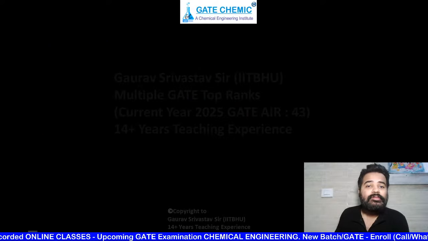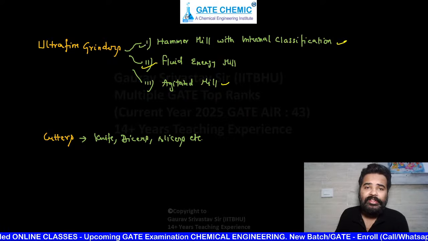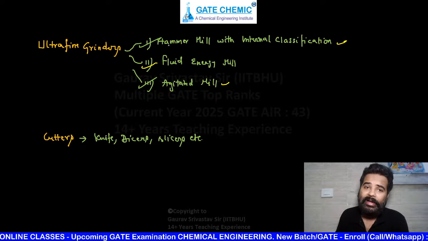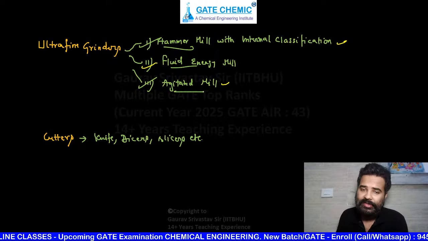Now, in ultrafine grinders, these all three names you need to remember: hammer mill, fluid energy mill and agitated mill.